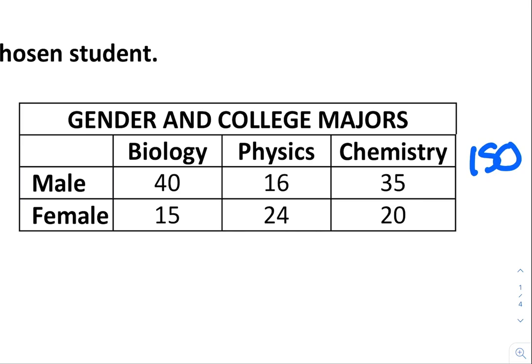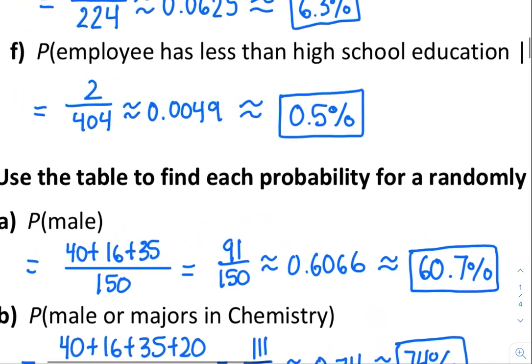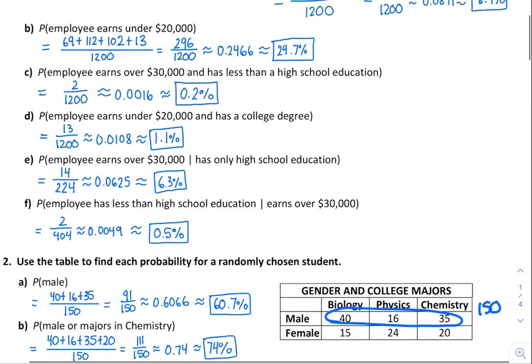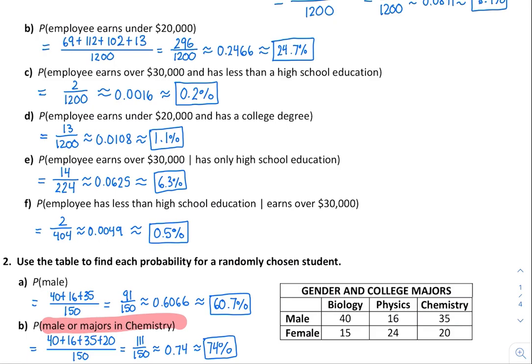All you have to do is add up all of the people that are male and put that over the total. So that's going to be 40 plus 16 plus 35 all over 150. Make that fraction 91 over 150. Move the decimal place over to the right 2 to get a percentage, and you get 60.7%.